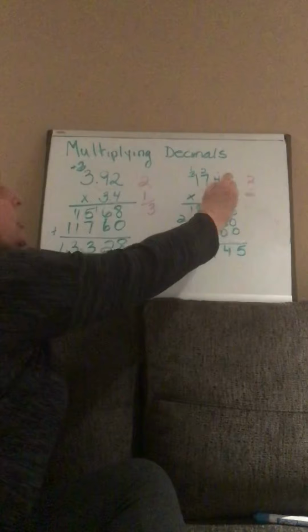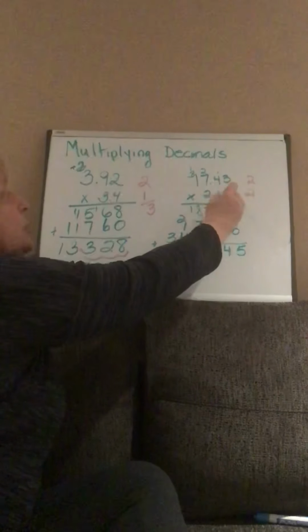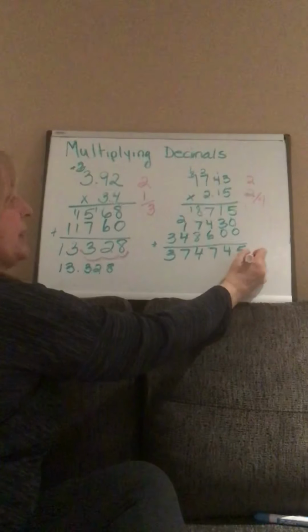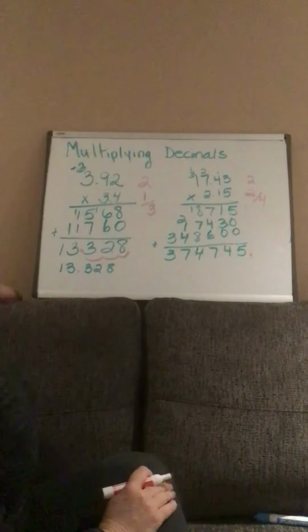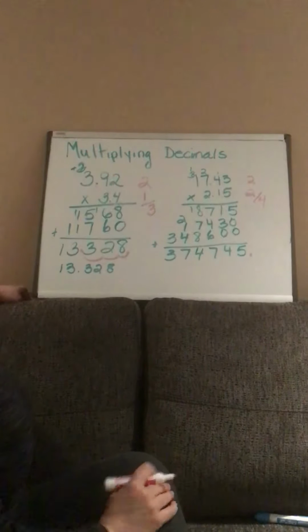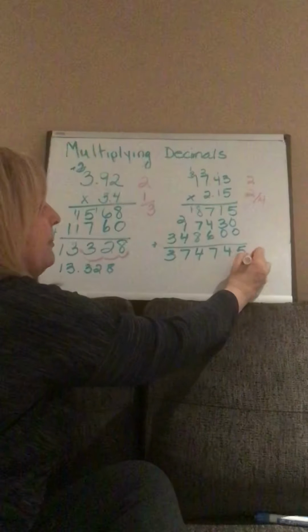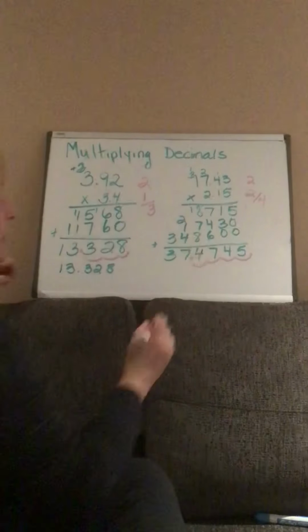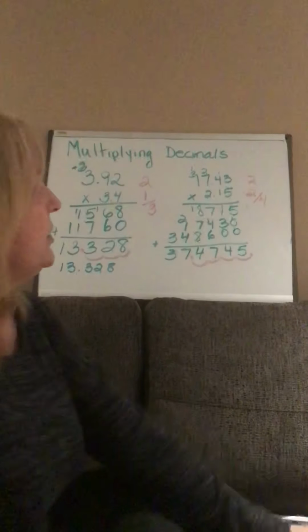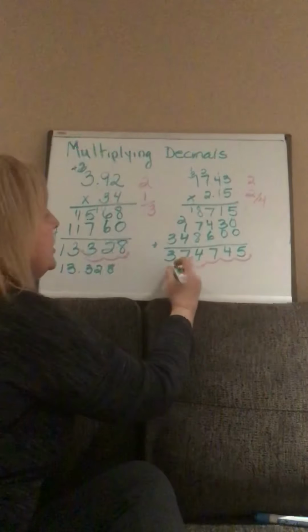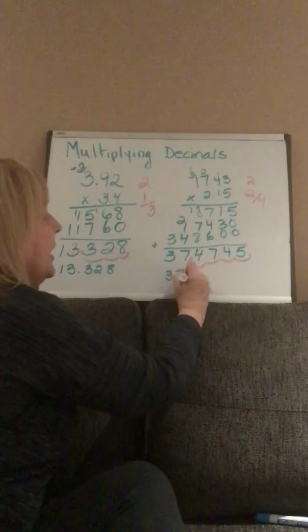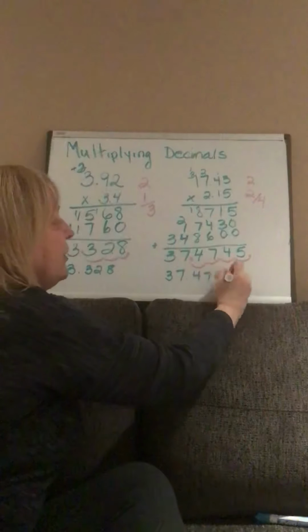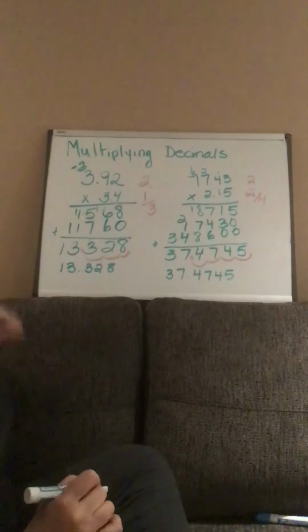And now I'm going to do 1, 2 decimal places, 1, 2. That gives me 4 decimal places. Again, the decimal is always to the right of the last digit, and I'm going to carry it back. 1, 2, 3, 4. So our new answer is 37 and 4,745 ten-thousandths.